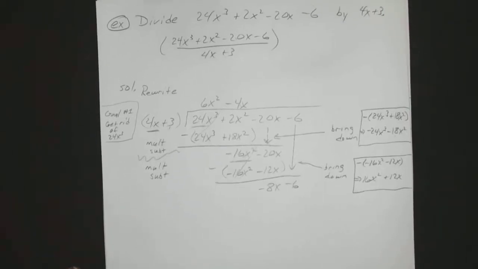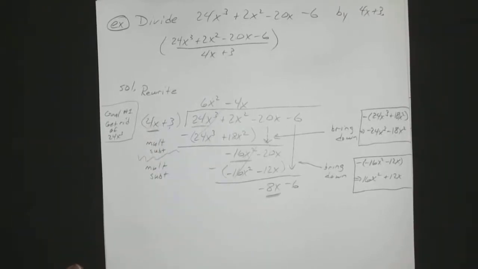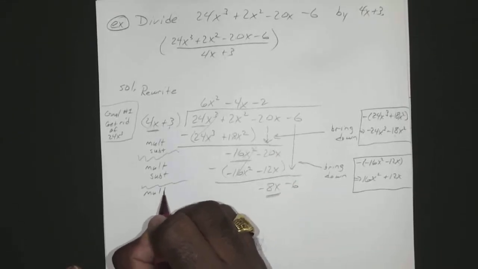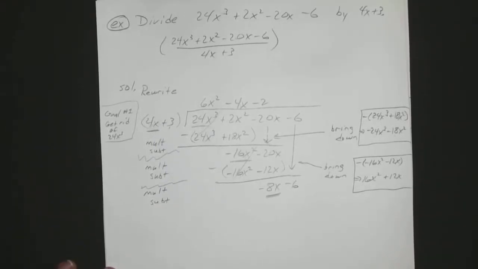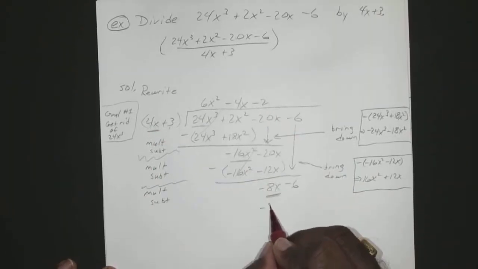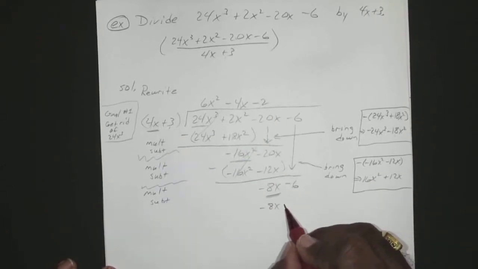All right, so now we want to get rid of that negative 8x. Okay, so we have to multiply 4x by something to get negative 8x, which would be what? Yep, negative 2. So we put our minus 2 right up there. Now just like before, we multiply and subtract, but there's nothing else to bring down. So we multiply our negative 2 times 4x, which is negative 8x. And negative 2 times 3 is negative 6.